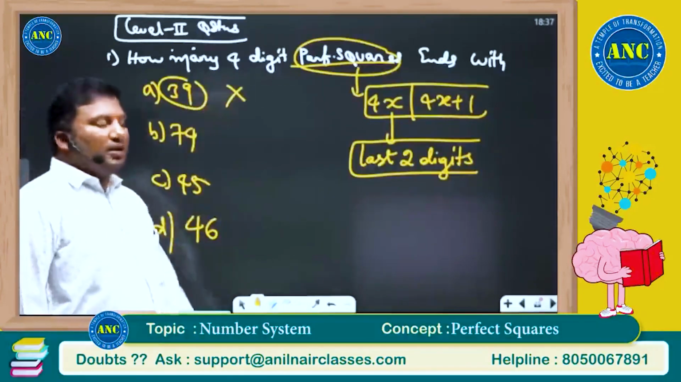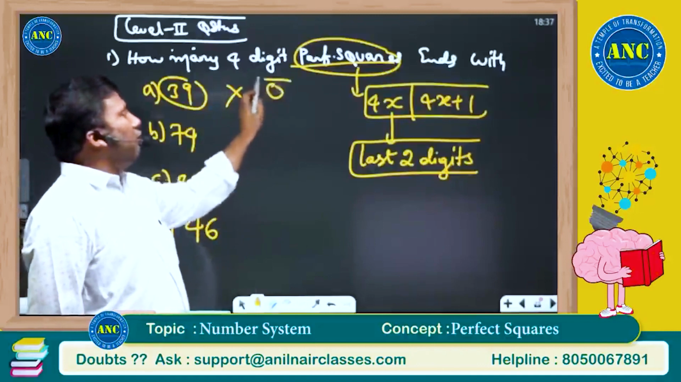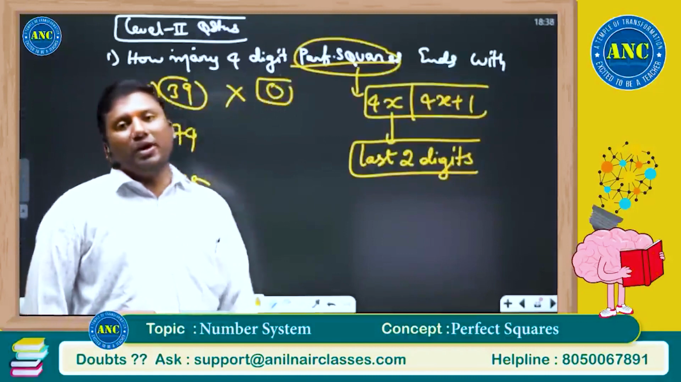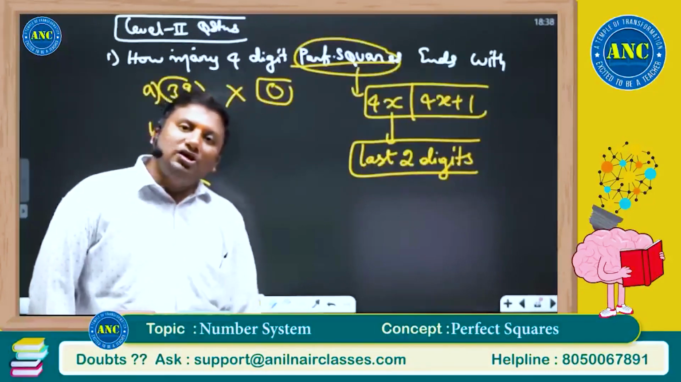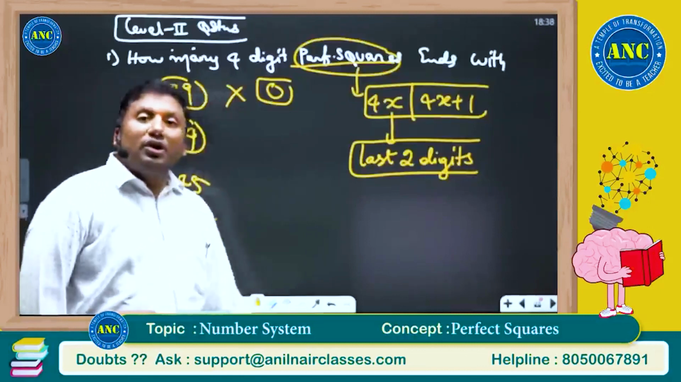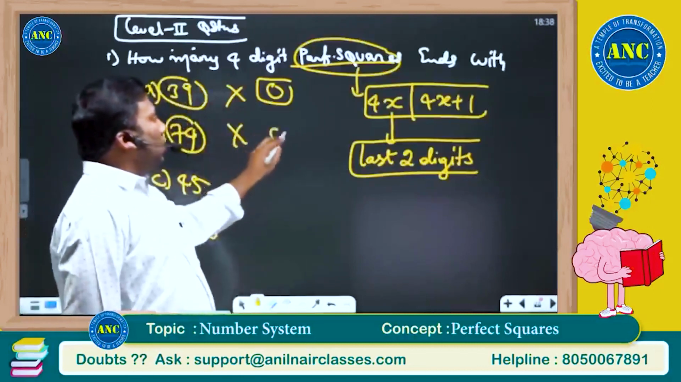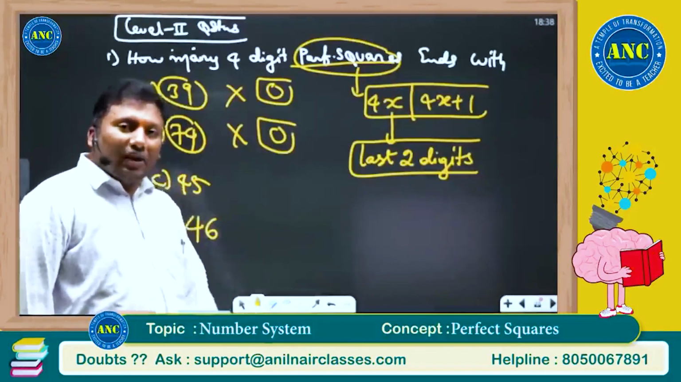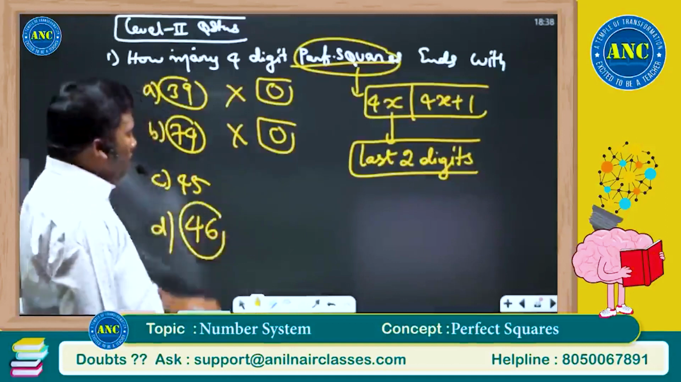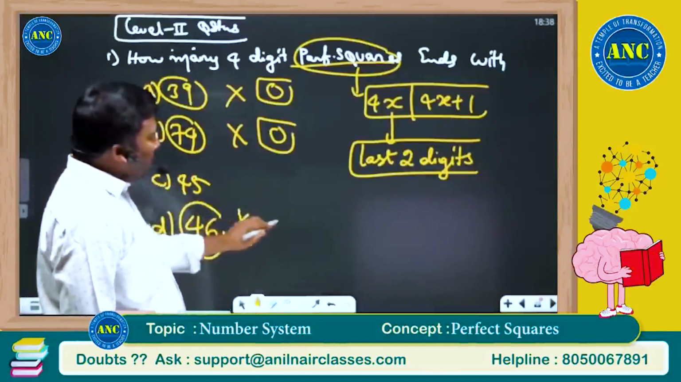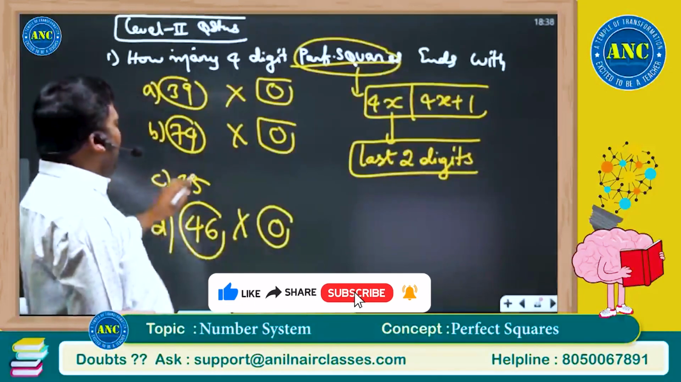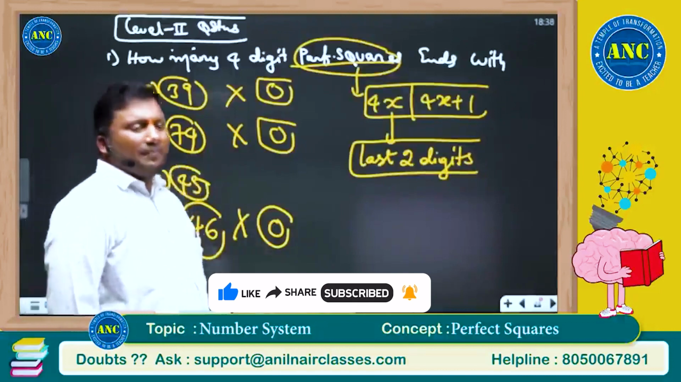39 is 4 into 9 plus 3. There exists no 4-digit number which will end with 39, because if it is a perfect square, it should be of the form 4 into something or 4 into something plus 1. 74 is 4 into 18 plus 2. There exists no 4-digit perfect square which will end with 4k plus 2. 46 is 4 into 11 plus 2. 4k plus 2 form will not arise. There exists no 4-digit perfect square.